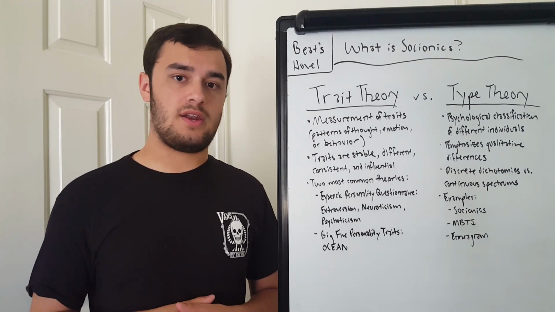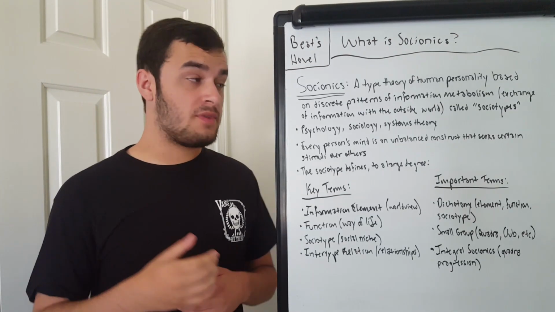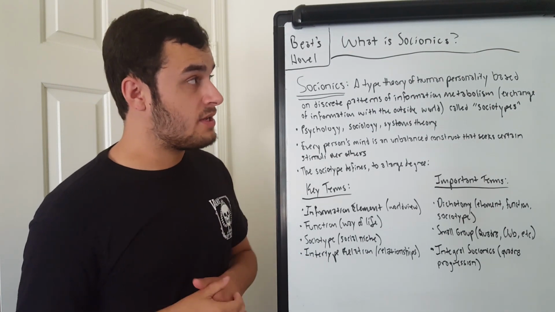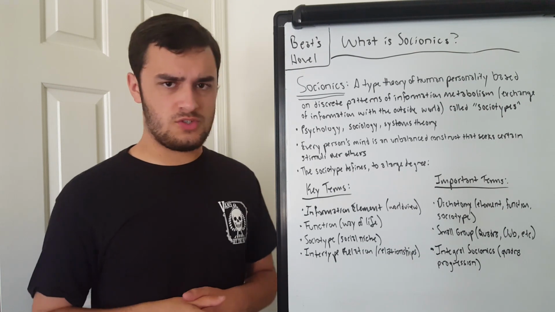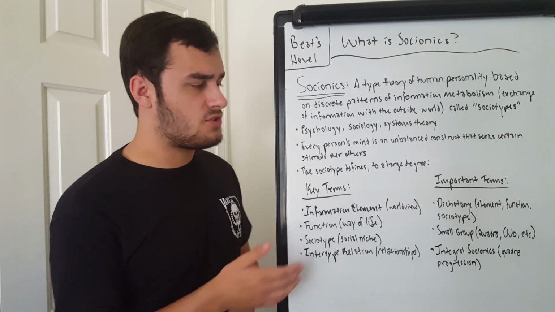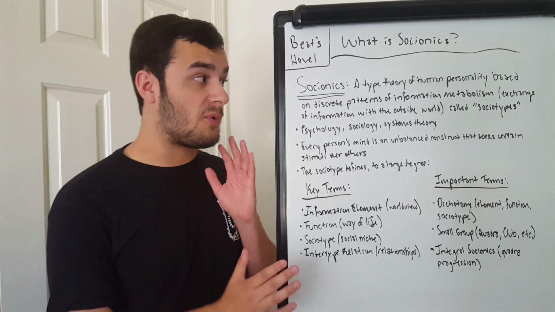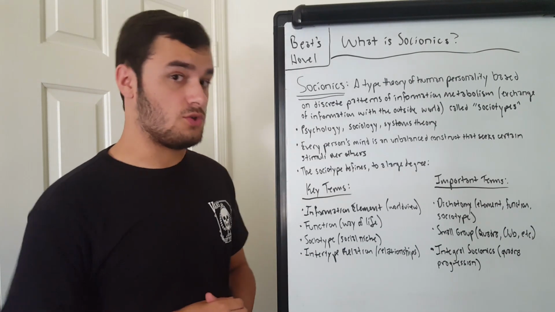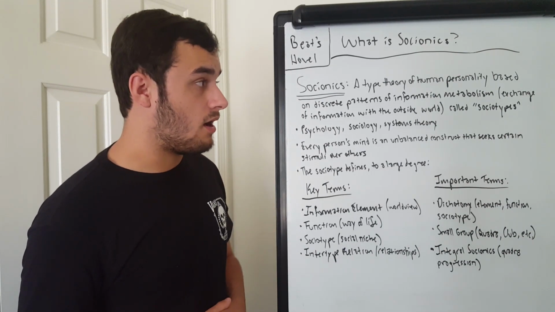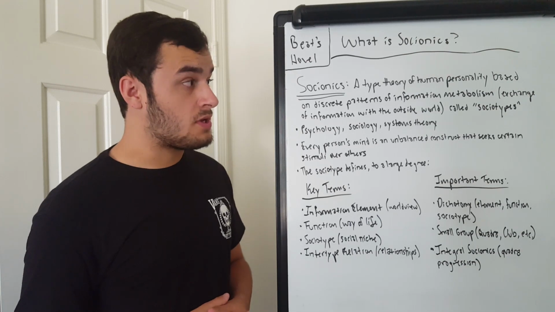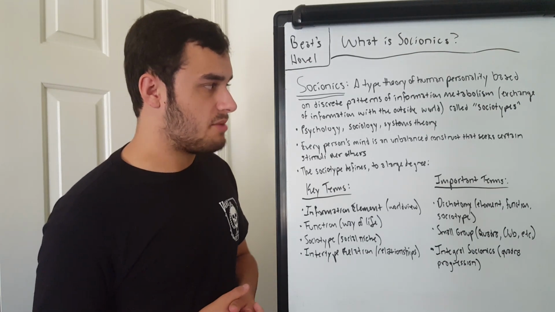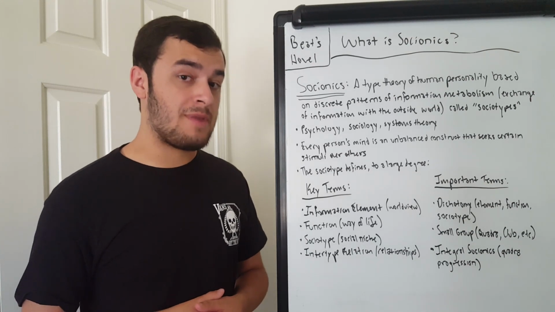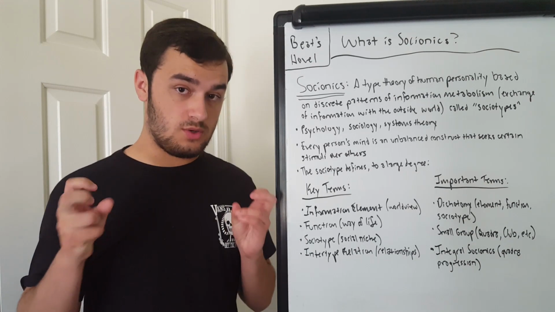What is Socionics? So, now that I've gotten everything written down, let's proceed to part 2 of this lecture and ask the question, what is Socionics? I've given a short operational definition of what I think Socionics is right here. And as described, it is a type theory, as we went over in part 1, of human personality based on discrete patterns of information metabolism called sociotypes.